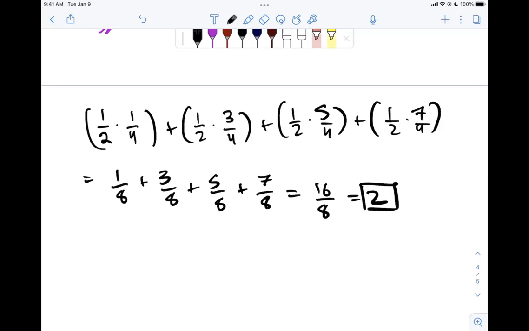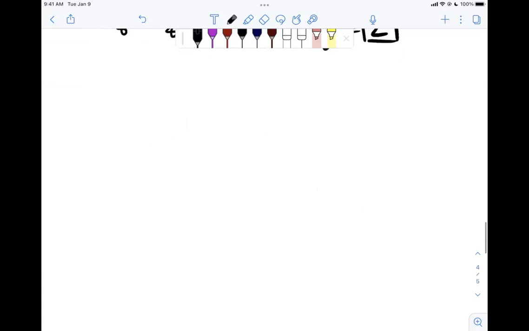So let's do another example. All right, find the area under the curve.